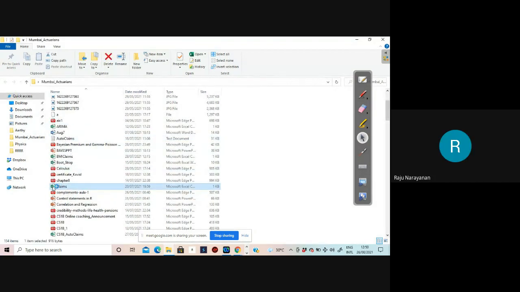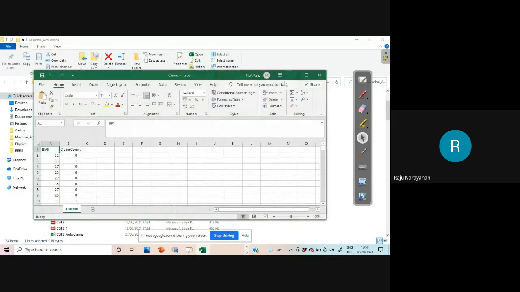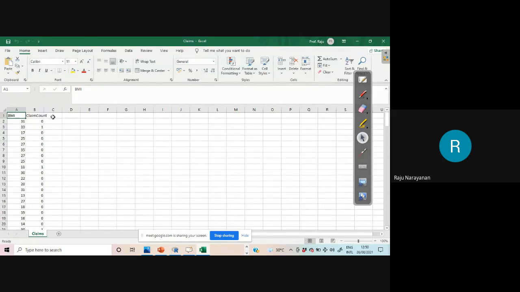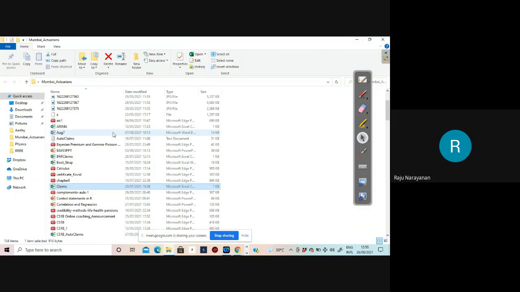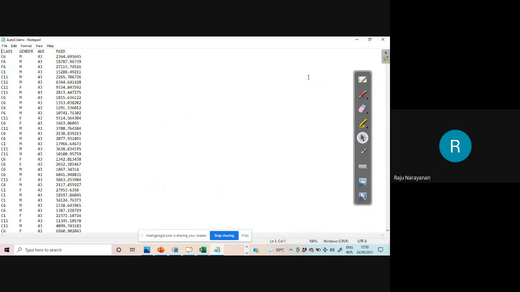Let me take this. This is their data. Credibility. So many wonderful things are there. Actually, after teaching this paper to them, I learned so many things because these were new things for me. This one is a data file. If you want some bigger data file, I can take that also. Auto claims. This is their actual data: gender, age, paid value.